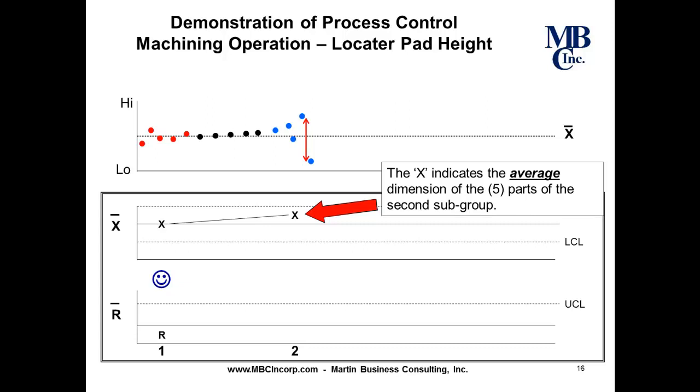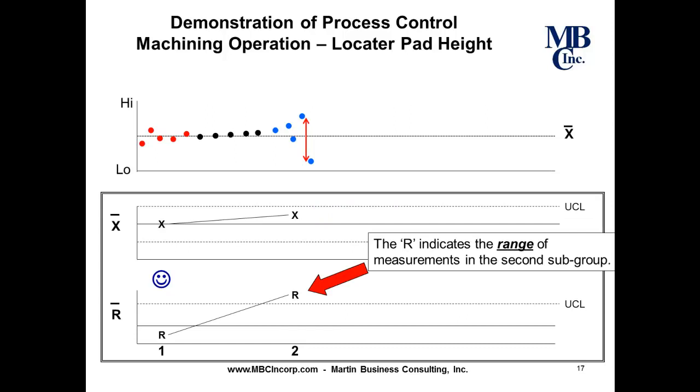Again, the X indicates the average dimension of these 5 parts of the second subgroup. The line connects it to the X from the first subgroup average, and thus begins this trend chart of averages. The R indicates the range of measurements in the second subgroup.